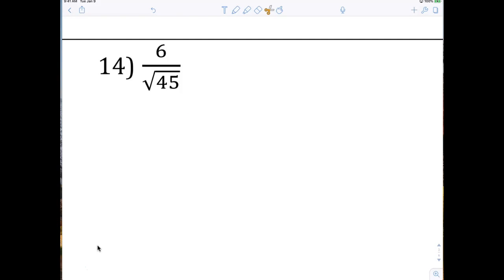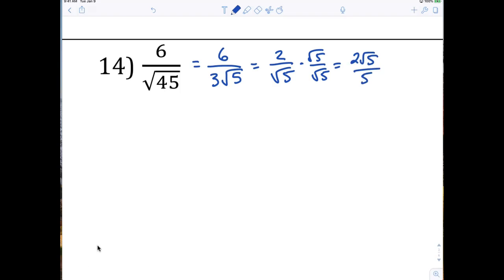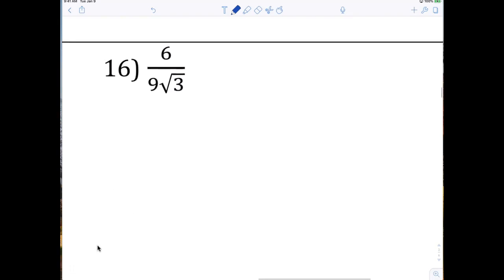You should just be able to look at 45 now and say that's 3 radical 5. Yep. 3 radical 5. So now it reduces to 2 over radical 5. And so your final answer is 2 radical 5. I think that's pretty easy. Not that hard if you know the rules for radicals. Everybody okay with that? All right, let's check out 16 now.